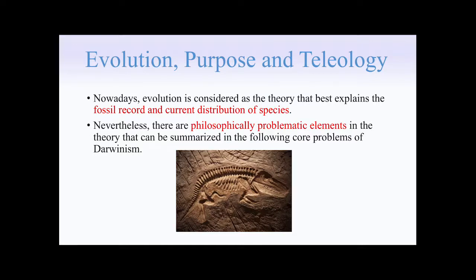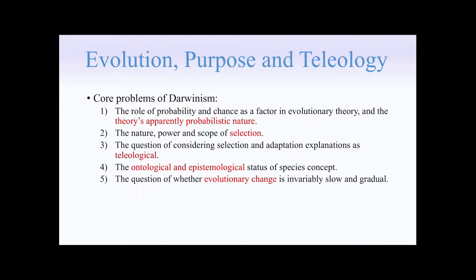Nevertheless, there are philosophically problematic elements in the theory that can be summarized in the following core problems of Darwinism: the role of probability and chance as a factor in evolutionary theory, and the theory's apparently probabilistic nature; the nature, power, and scope of selection; the question of considering selection and adaptation explanation as teleological; the ontological and epistemological status of the species concept; and the question of whether evolutionary change is invariably slow and gradual.